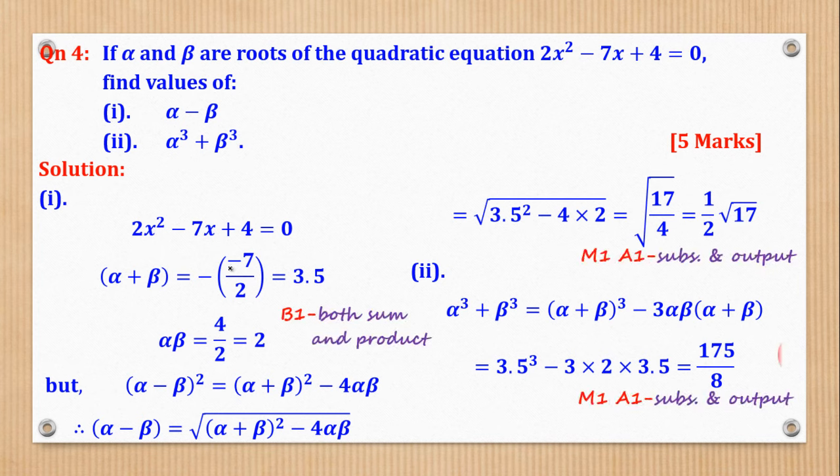So one mark for both sum and product, here substitution, output, substitution, output, and that's how the 5 marks would come about.